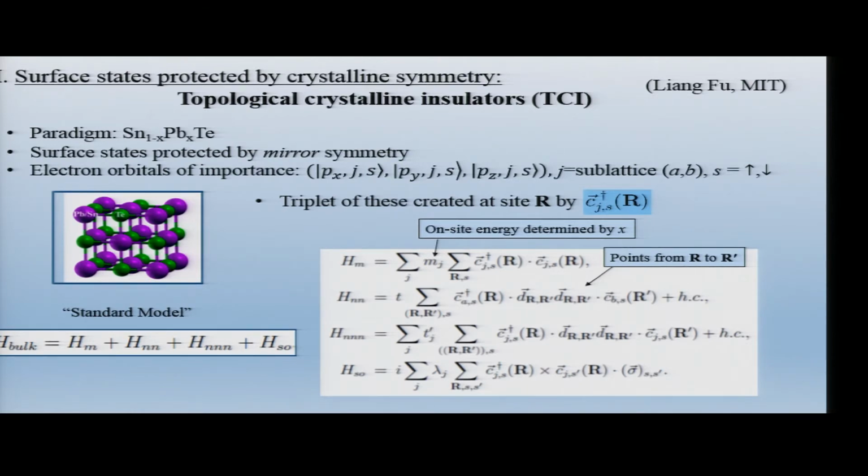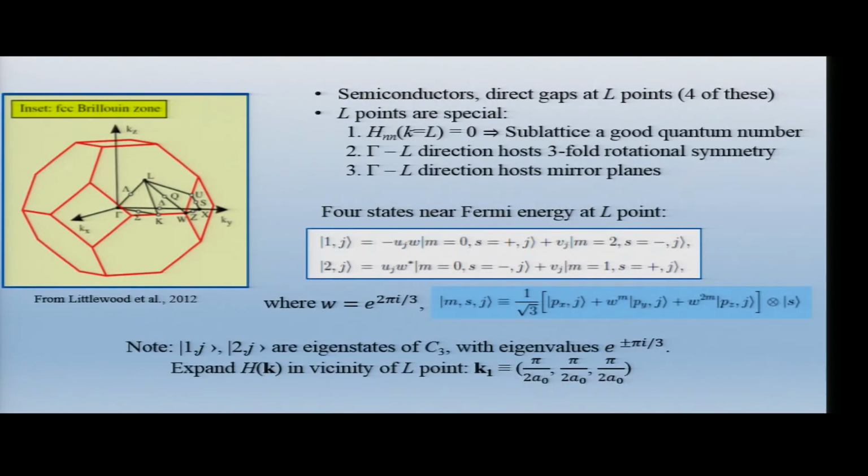Then there's a next nearest neighbor hopping, which is also directional. And finally, an on-site spin-orbit coupling. So if you look at these term by term, each of them is rather easy to understand. Okay, so this has an underlying FCC Bravais lattice. So this is its Brillouin zone. The interesting points, it turns out, are what are called the L points, which are at the centers of these hexagons. And there's a lot of nice things that happen at these L points.